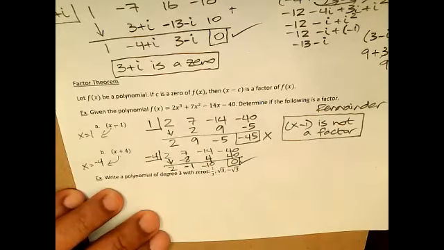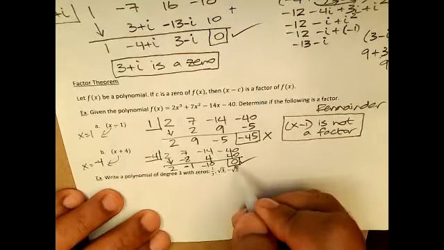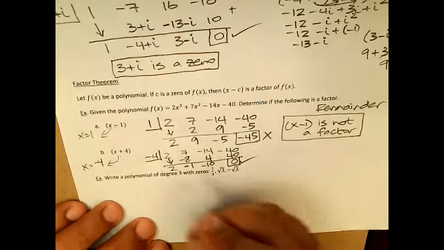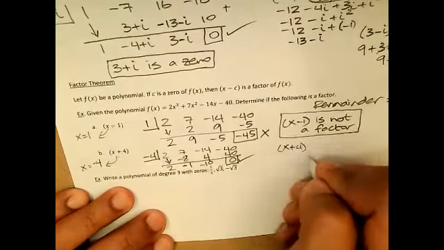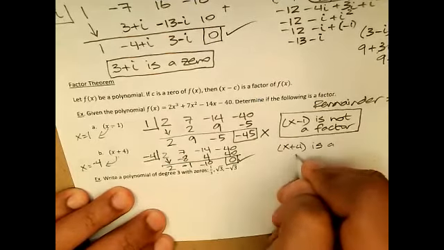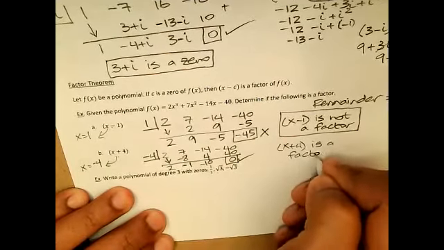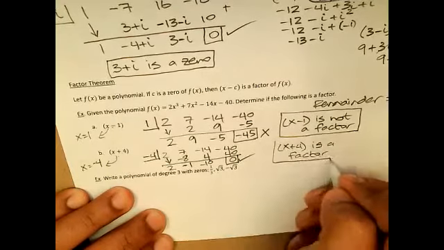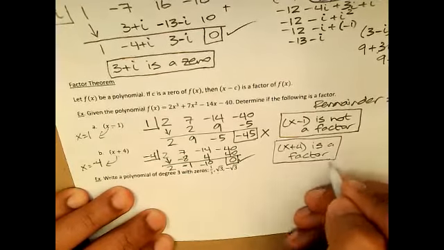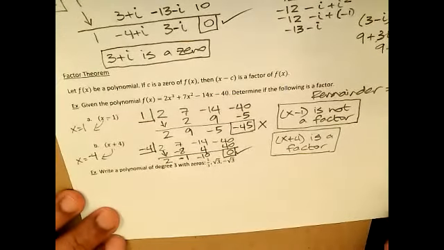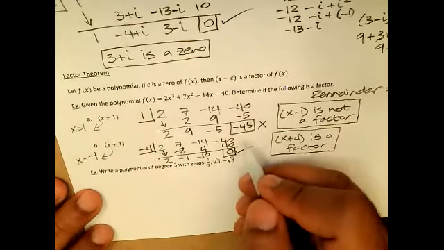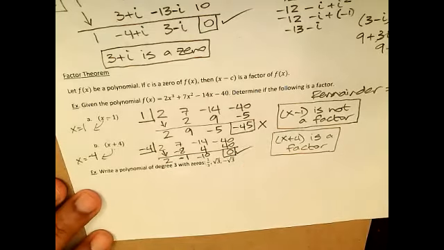So here I do get a remainder of 0. If I get a remainder of 0, then that tells me that this x plus 4 is a factor. Okay, so again, you just want to do synthetic division and you want to make sure that you end up with a remainder of 0.